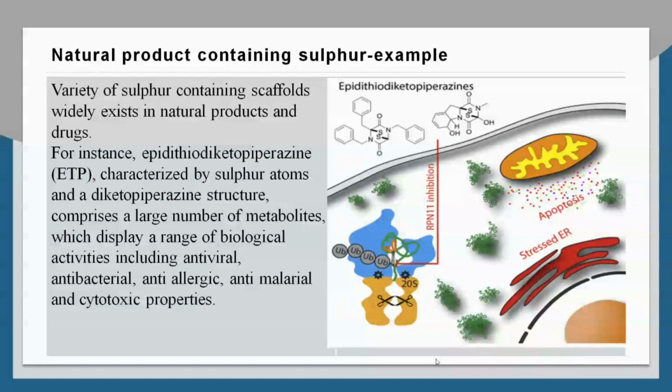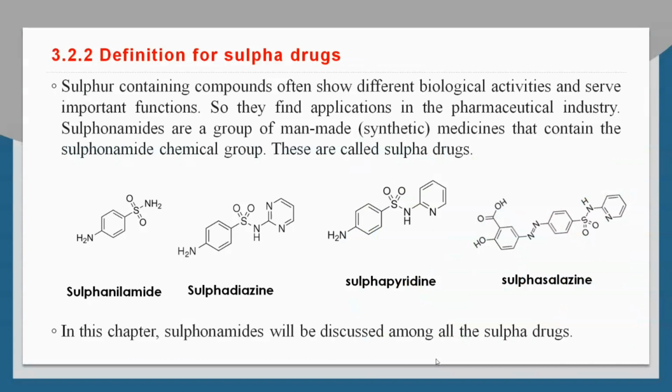diketopiperazine structure comprises a large number of metabolites which display a range of biological activities including antiviral, antibacterial, anti-allergic, anti-malarial, and cytotoxic properties. Coming to the definition of sulfur drugs, sulfur-containing compounds often show different biological activities and serve important functions. So, they find applications in the pharmaceutical industry.